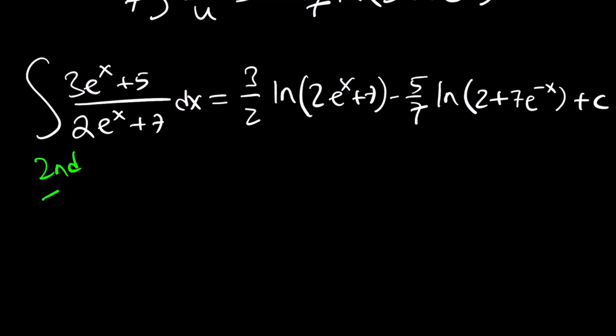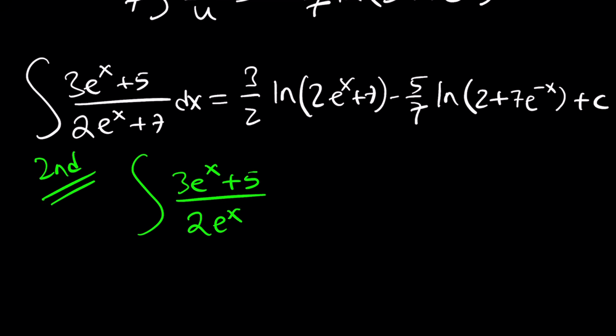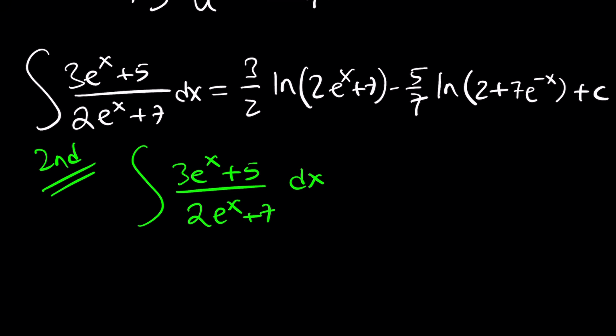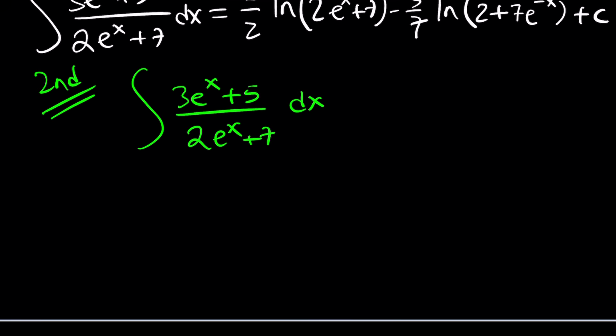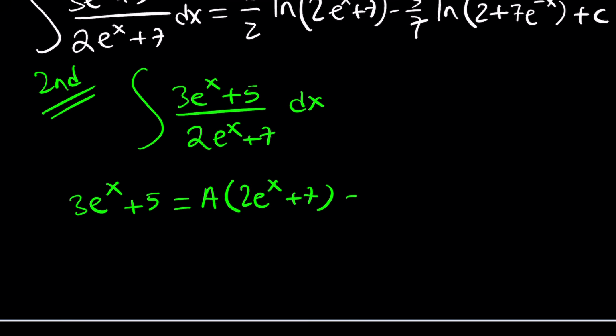The second method is slightly different, and actually it's really cool because I think it's very different. Okay, we're going to do something interesting here. So we're going to go ahead and take the numerator. We're going to split it up again, but in a much more meaningful way. Okay, so we're going to write this as a linear combination of 2e to the x plus 7, which is the denominator, and the derivative of the denominator, which is 2e to the x. And you'll see why in a little bit this works.